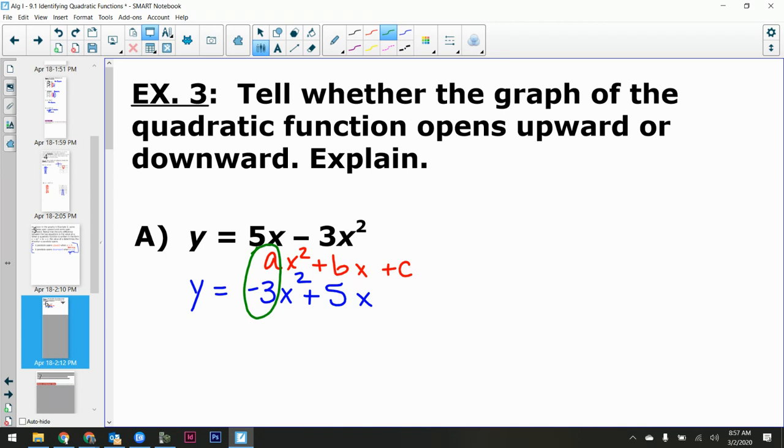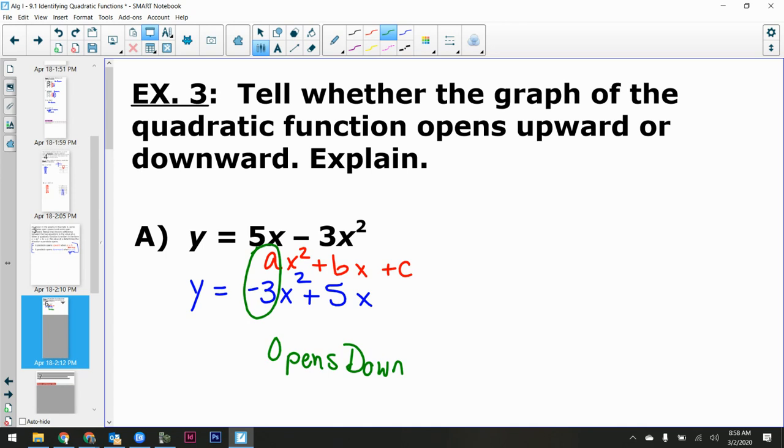The only thing we know now is that if it's positive, it opens up. If it's negative, it opens down. So is this opening up or down? This is opening down. We're going to learn a lot about graphing, especially in section 9.3. We're going to spend a couple days on section 9.3 because it's all about graphing. What is my c value in this case? 0, not 0x. An x should never be in an a, b, or c value. A is -3, b is 5, c is 0 because it's not there.